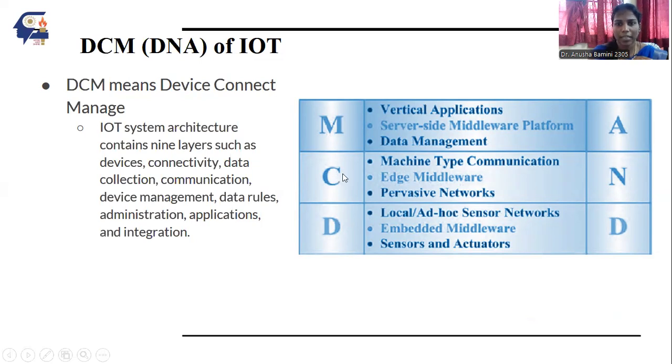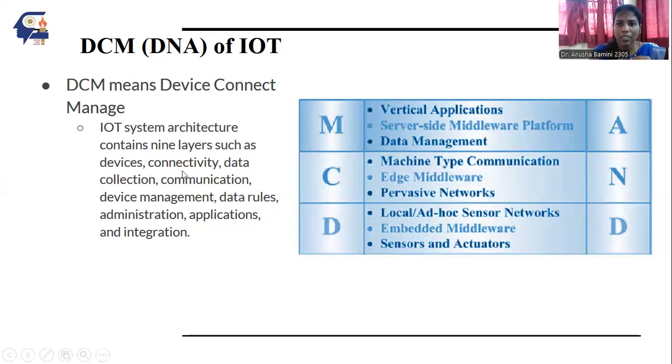Connect can be done with the support of the network. Then data management can be done by the application layer. So another form of DCM is DNA. This IoT system architecture may contain 9 layers such as device, connectivity, data collection, communication, data, rules, application, and integration. All these things are managed by this DCM to connect to the IoT devices.